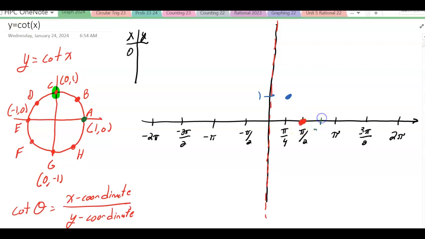Then I'm going to plug in the point 3 pi over 4, which means you're at point D. The cotangent of 3 pi over 4 is negative 1, so you'll have the green dot. And then I'm going to plug in pi, so you're at point E. The cotangent of pi is undefined.